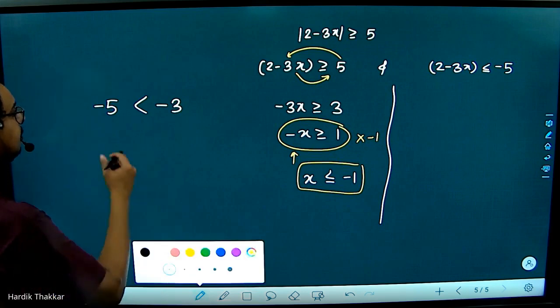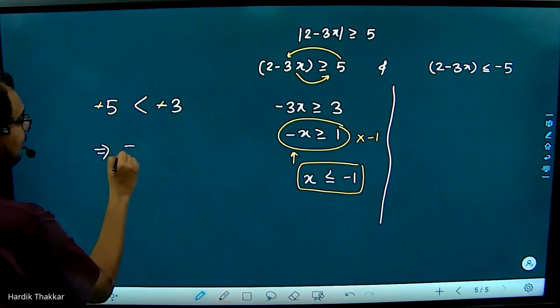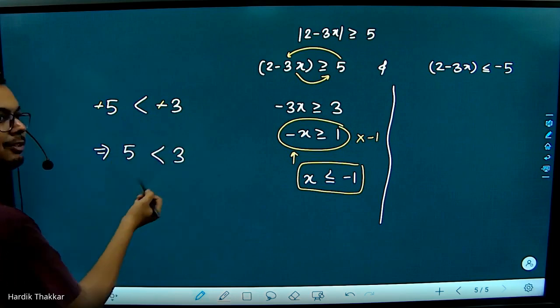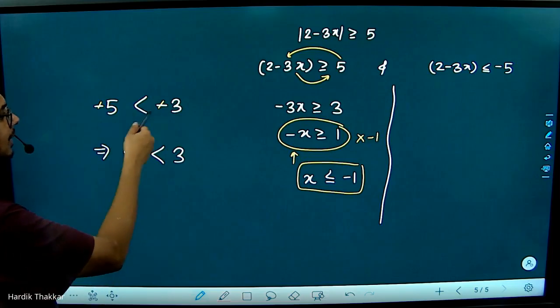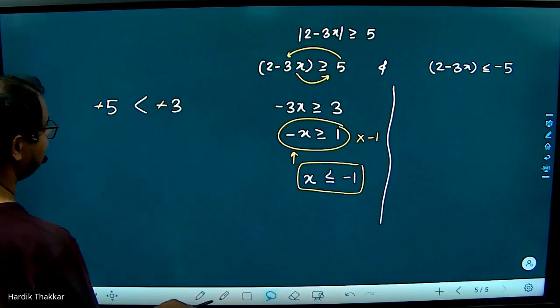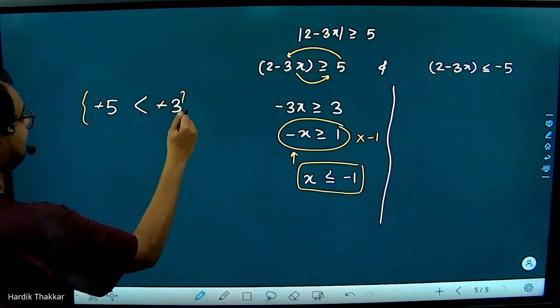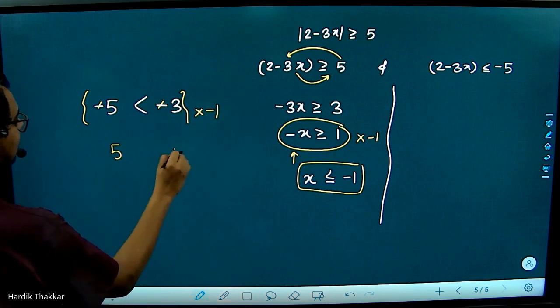Now if you just cancel this minus sign, it would mean 3 is greater, but that is wrong. Yes, sir. Okay. So we cannot cancel minus in this case. So again, we have to multiply by -1. In such cases we have to multiply with -1 and reverse the inequality symbol.